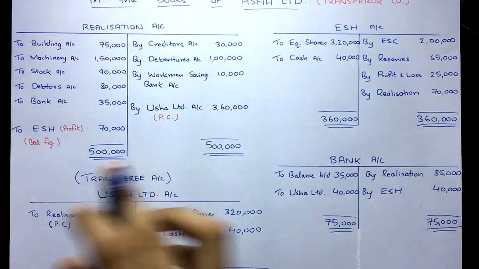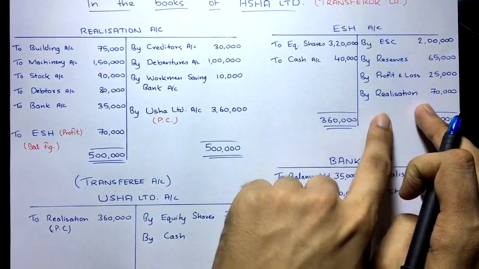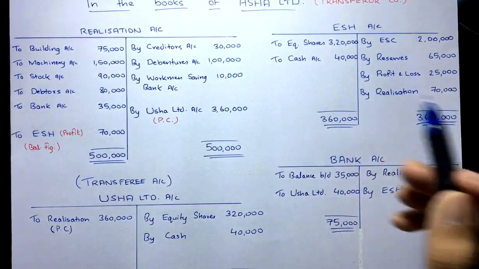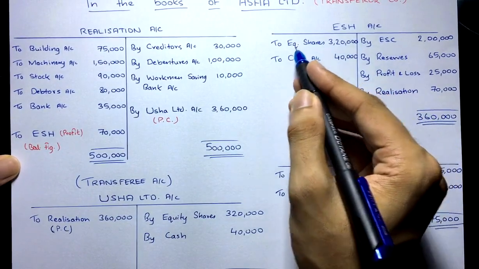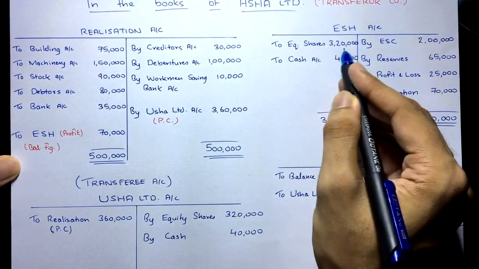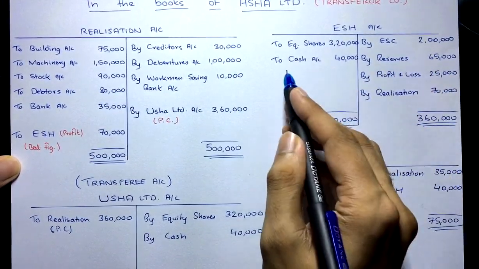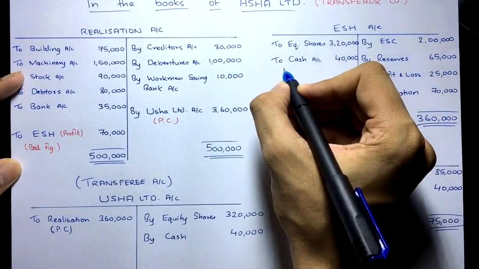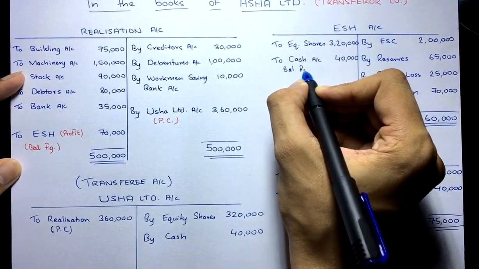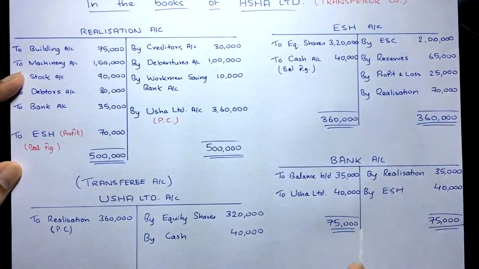See here, by realization it was profit, so it will come on the opposite side, and then whatever payment you are going to make, equity shares, debentures, it will come over here. To equity shares, 3,20,000, purchase consideration, and the balancing figure of this account will come as cash. Okay, this would be the balancing figure. Always keep that in mind. Okay, right. And then what?